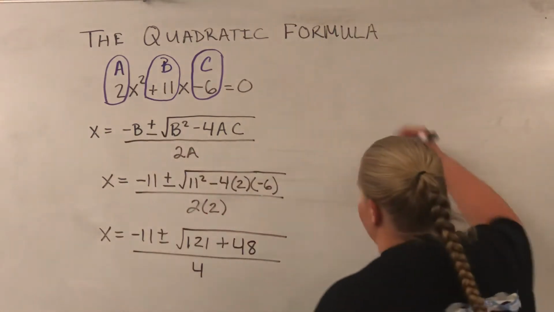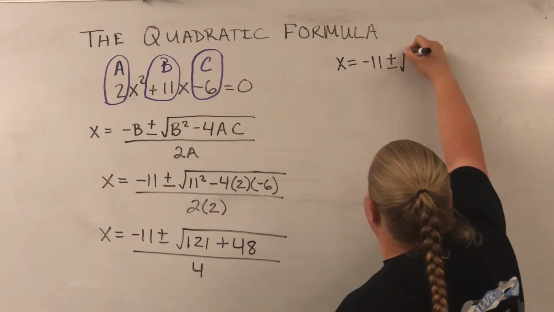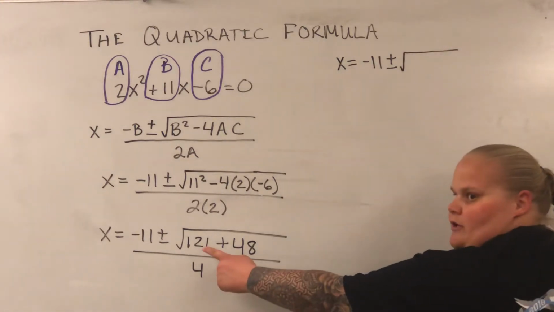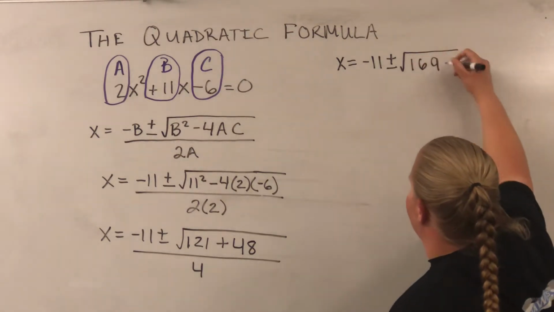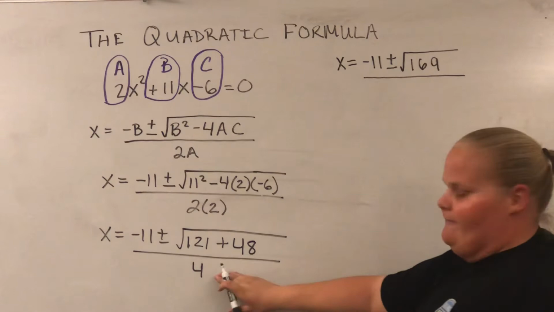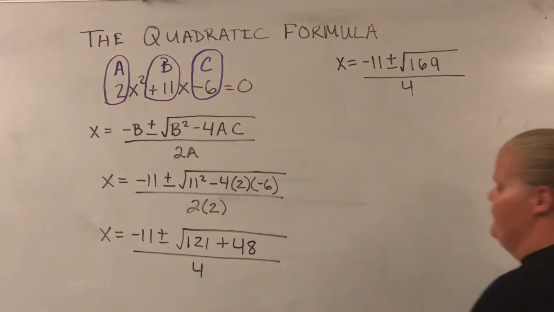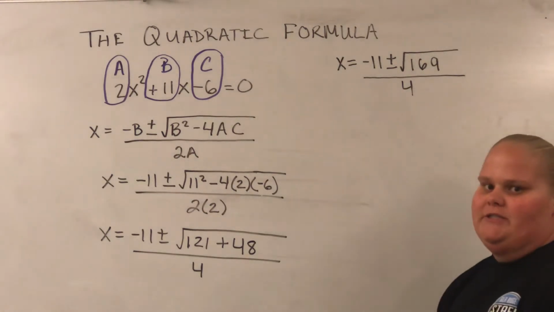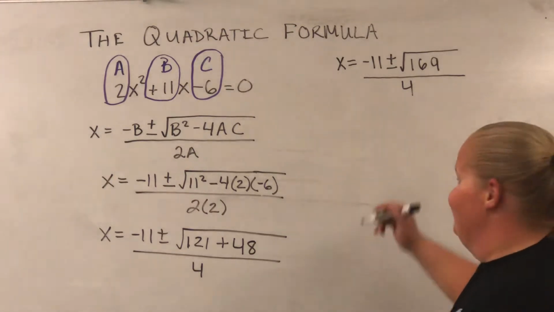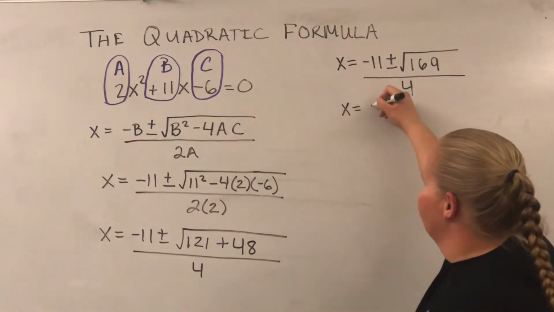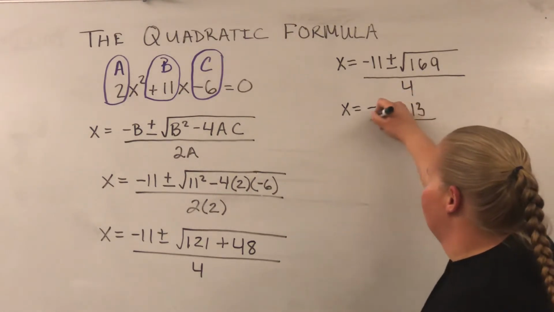Okay? This is going to be x equals negative 11 plus or minus the square root. 121 plus 48 is going to be 169. And we still have 4 in the bottom of that fraction. From here we have to worry about what the square root of 169 is. The square root of 169 is going to be 13. So x equals negative 11 plus or minus 13 divided by 4.